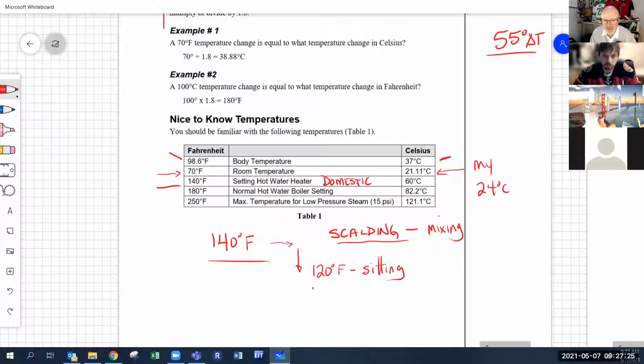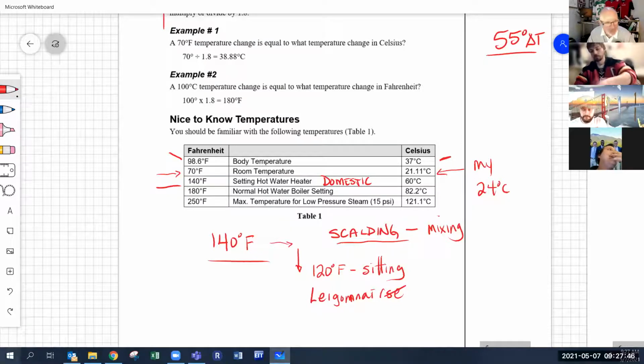And that bacteria sometimes is Legionnaires. I'm not spelling this correctly. That should be an N. Legionnaire's disease. Anyways, I'm looking at the chat. I'm not sure what that means, but that's okay.